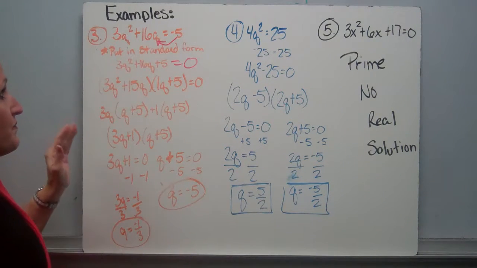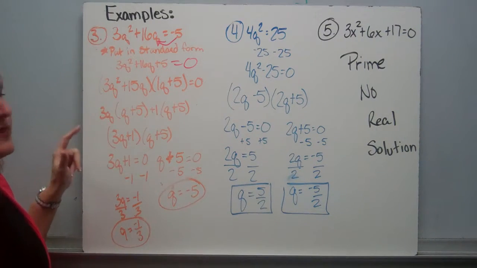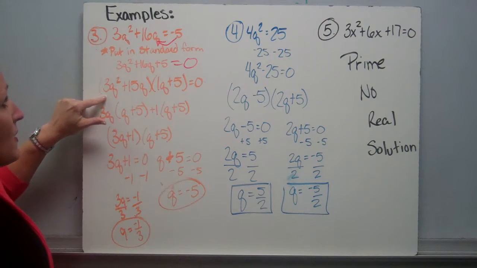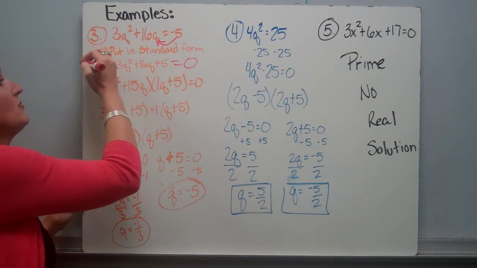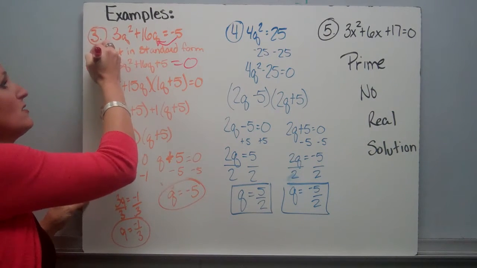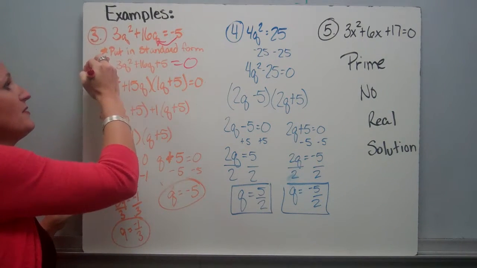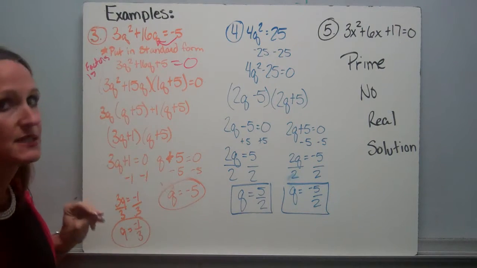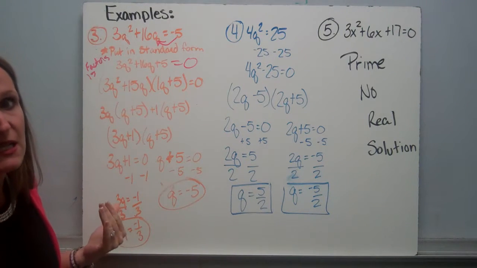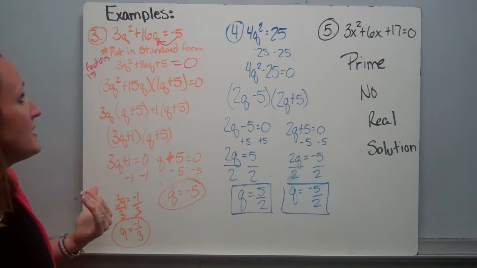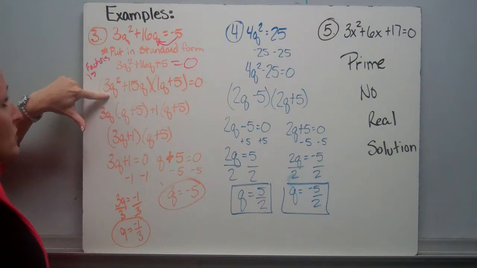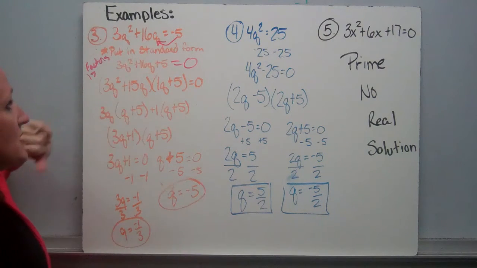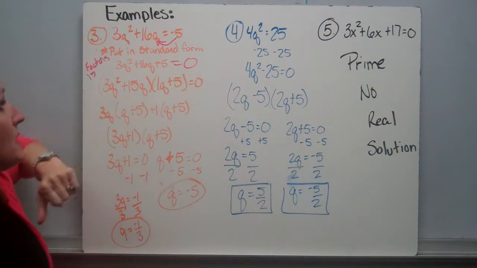Okay, so now I've got to go back, and this has an a value, so I'm thinking if I multiply 3 times 5, I get 15. So I'm looking for factors of 15, sum of 16. So my factors of 15 and sum of 16 are going to be 15 and 1. So I can break this up into 3q squared plus 15q plus 1q plus 5.